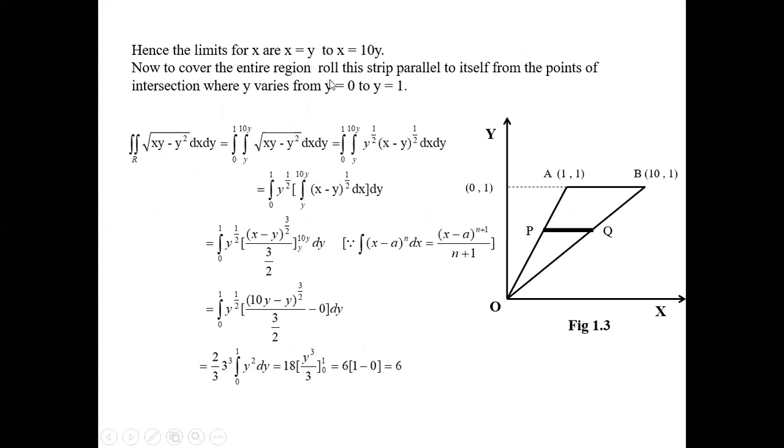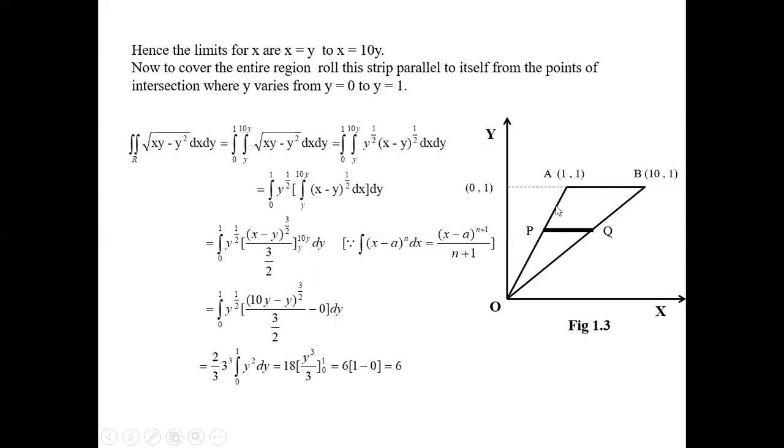Now, to cover the entire region, roll this strip parallel to itself from the points of intersection where y varies from y equal to 0 to y equal to 1. So, at this point, y is equal to 0. At this point, y is equal to 1. So, therefore, you are taking a strip parallel to the x-axis.